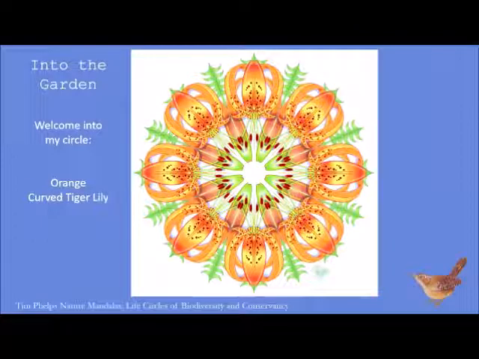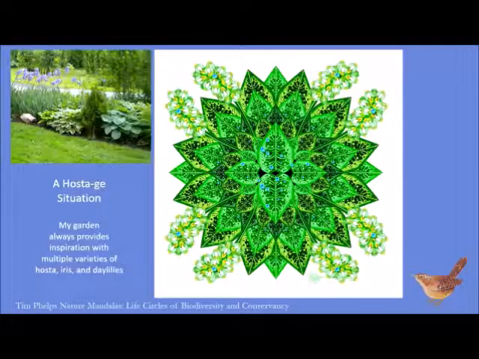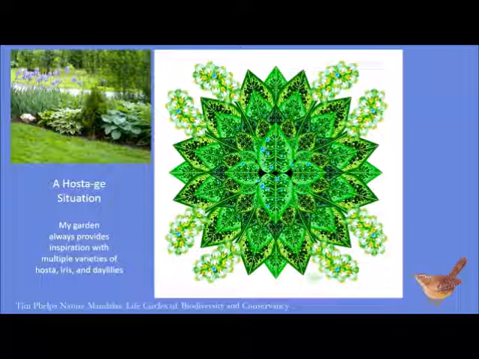So here we go into the garden. Welcome to my circle. These are some curved tiger lilies. And I have hosta, iris, and daylilies throughout my yard. And I can tell you right now that the squirrels this spring have found my hosta to be a nice salad bar.